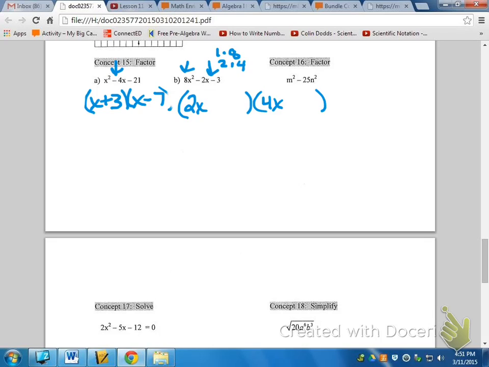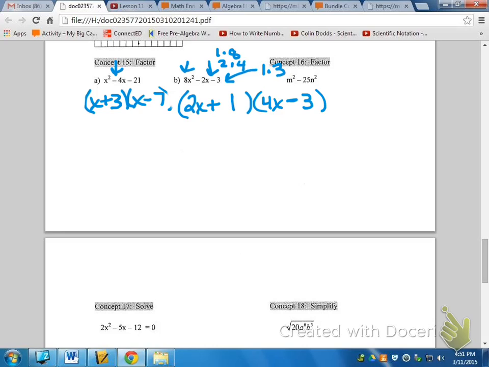Another problem is there's a minus there. So I know the signs are different. I don't know what order they go in. So I'm going to put plus and minus. Now the only good news here is the 3. It's prime, so it's got to be a 1 and a 3. So I'm going to put a 1 here and a 3 here. It could be right or wrong. I don't know. I could have to change the 2x and 4x.